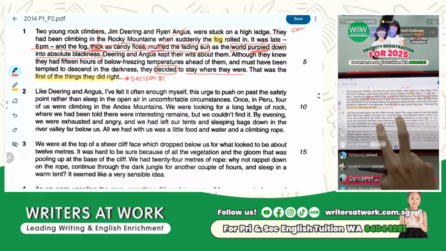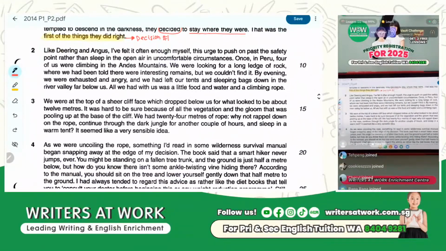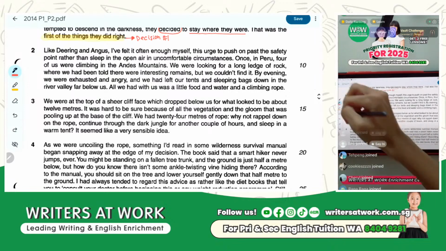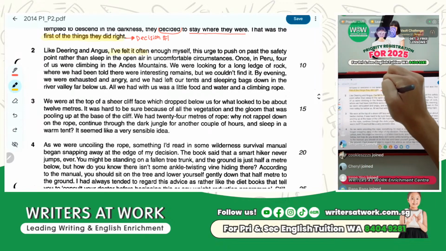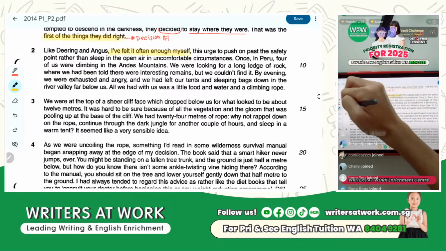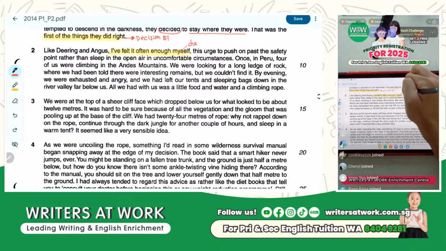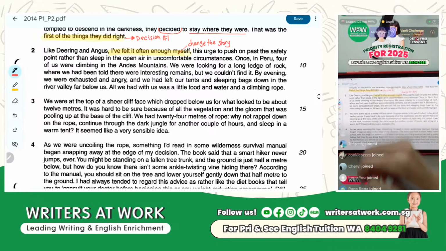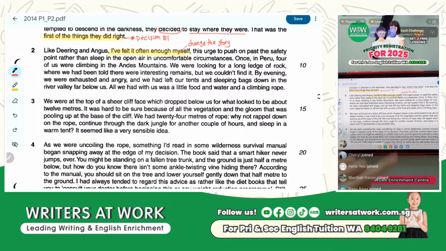Now, moving on to paragraph 2, they talk about how I often felt it enough myself. So you can see that the author is trying to change the story. So instead of talking about Deering and Angus, now the author is trying to talk about himself and his own experiences. Right? You can see he talks about how he climbed the Andes Mountain and he experienced the same thing. Right?